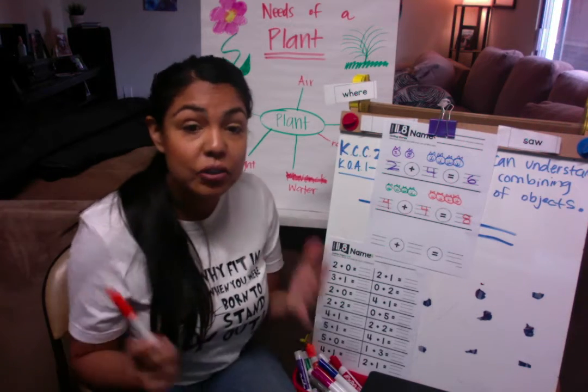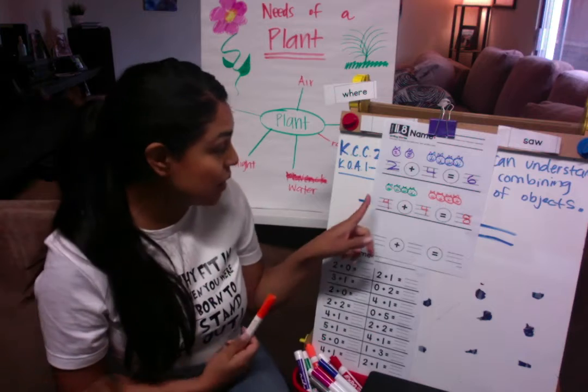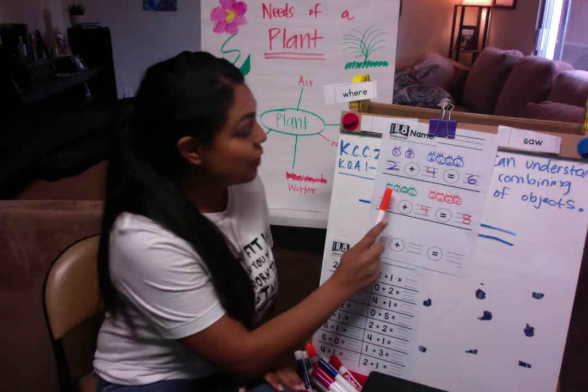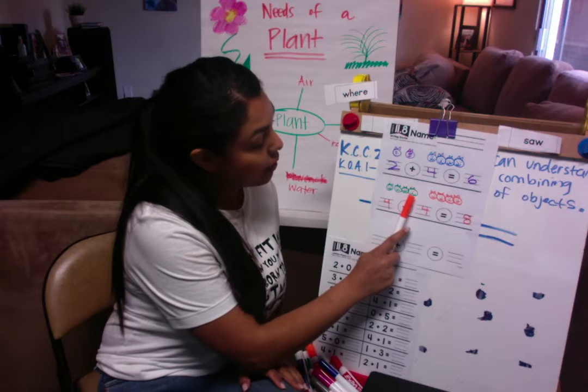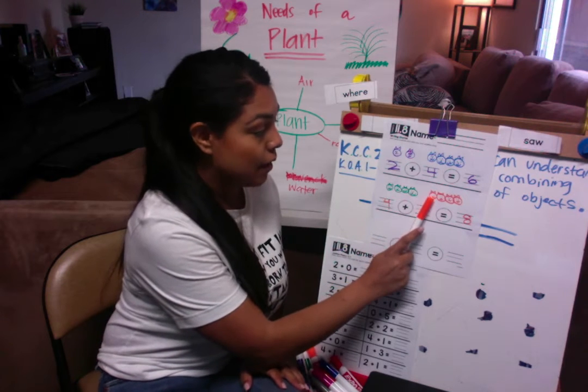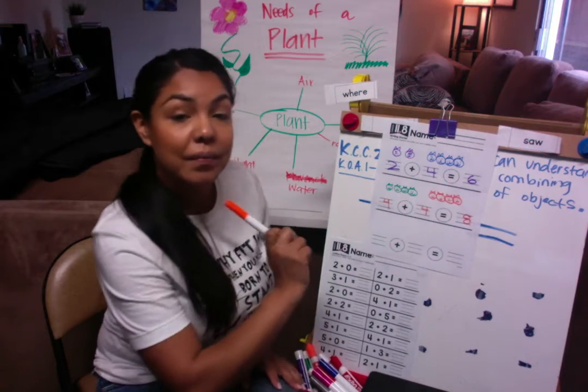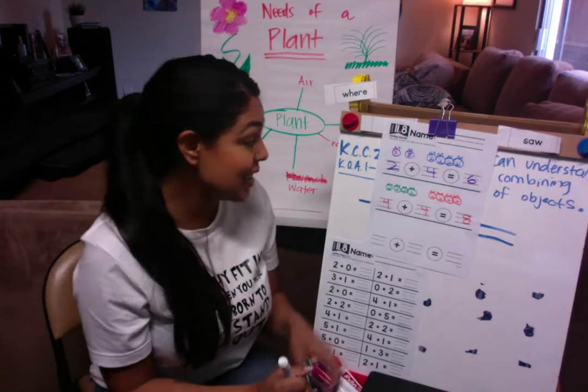Count. Good. Can we count the pictures? Did Miss D use a math strategy for pictures here? 1, 2, 3, 4, 5, 6, 7, 8. Good. That means that we have 8.